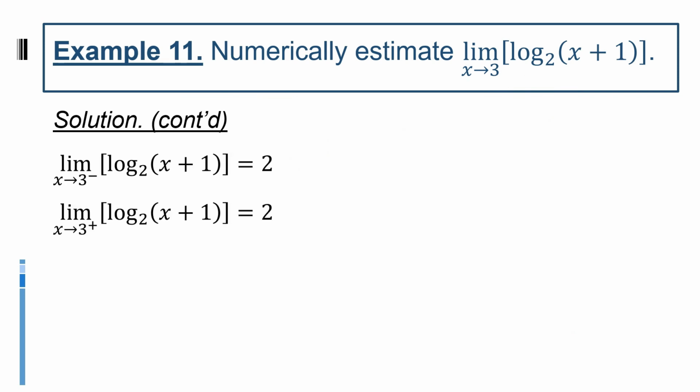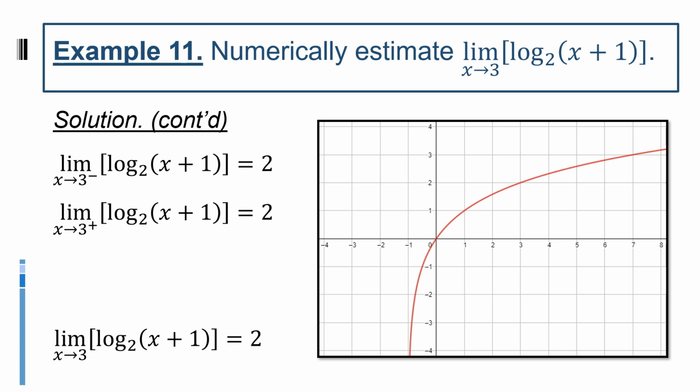So since yung left-hand limit is 2 and the right-hand limit is also 2, then the limit as x approaches 3 of log of x plus 1 to the base 2 is equal to 2. And ito yung graph natin. So sa 3 natin, tama nga, doon siya sa 2, from left and from the right.